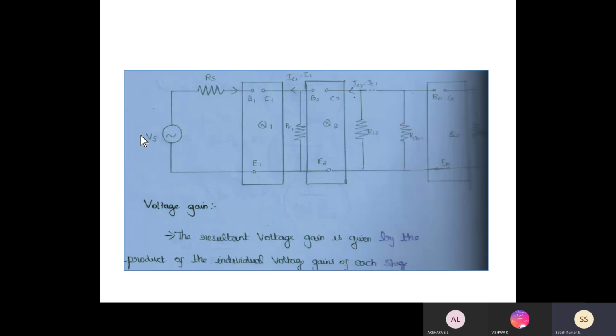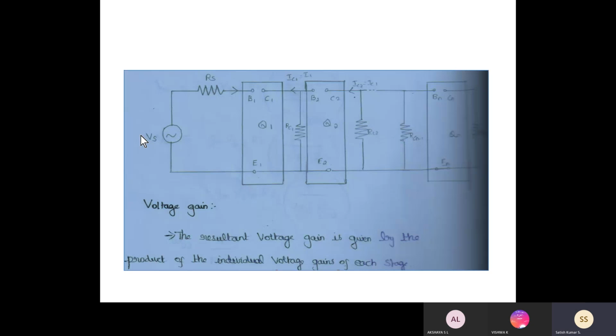So what will happen? In the first stage, your output is shifted by 180 degrees. Second stage, again 180 degrees shifted. What will happen? That amplification is in phase with your input side. So the current gain is amplified, the voltage gain is also amplified. There will be no phase shifting after that second stage.